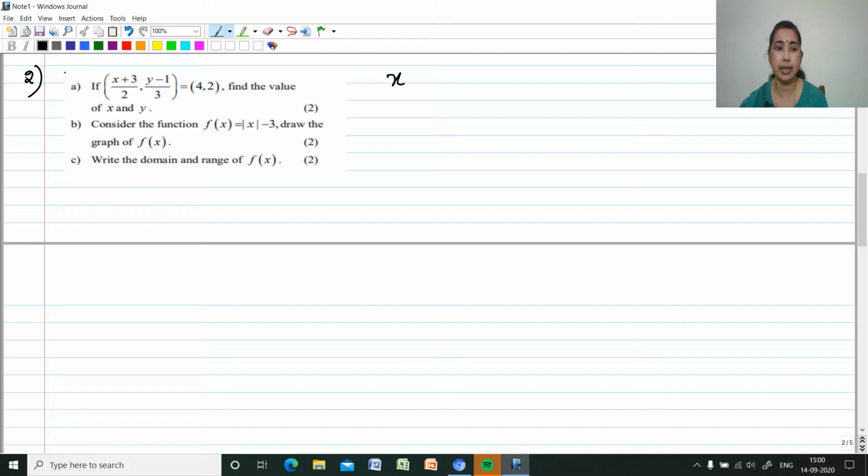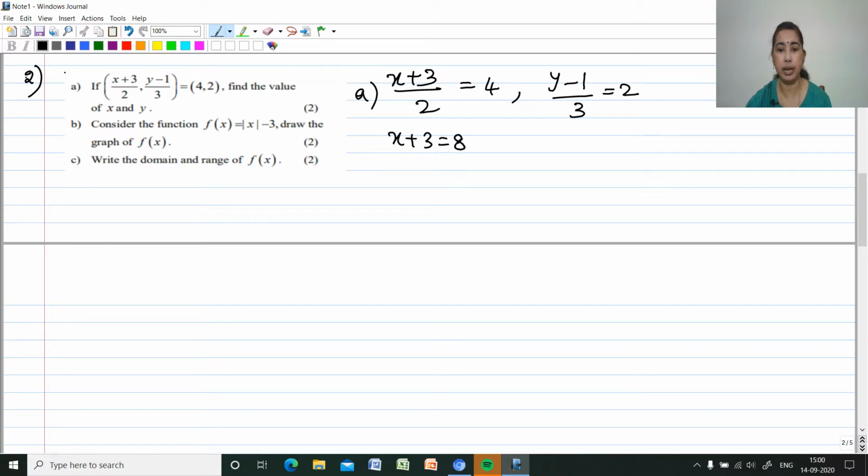So I can write it as (x plus 3) by 2 is equal to 4 and (y minus 1) by 3 is equal to 2. That can be written as x plus 3 is equal to 8, or x is equal to 5. In the same way here, cross multiplying, we get y minus 1 equal to 6. Taking minus 1 to the other side, it becomes plus 1, which is equal to 7. So x equal to 5 and y equal to 7 are the values of x and y.